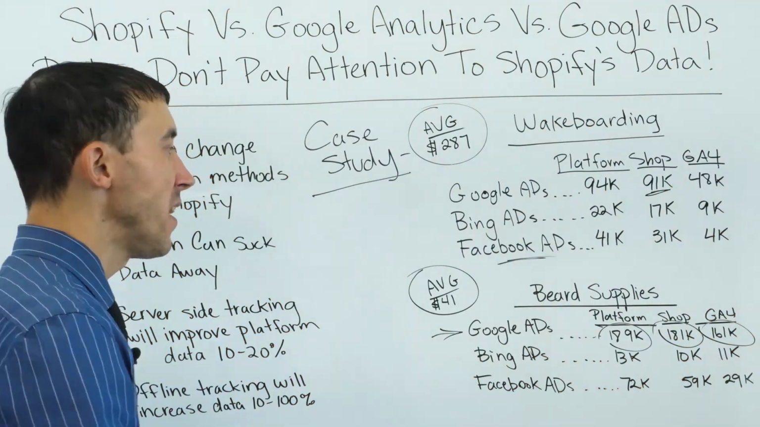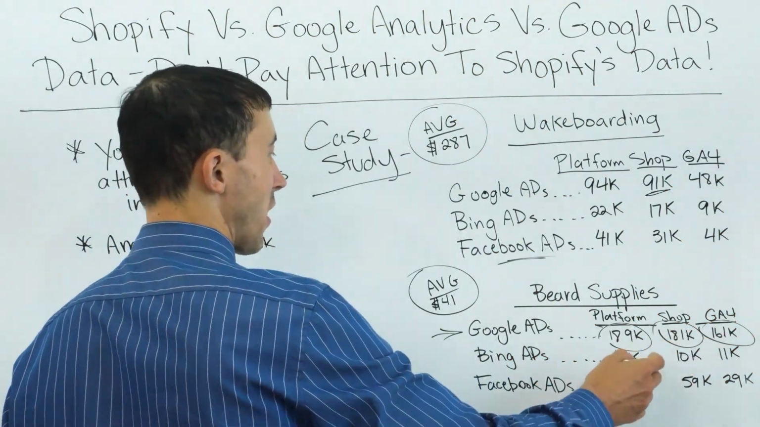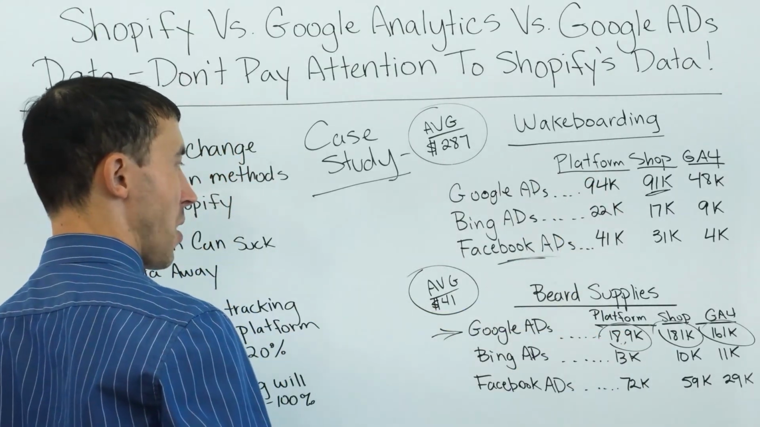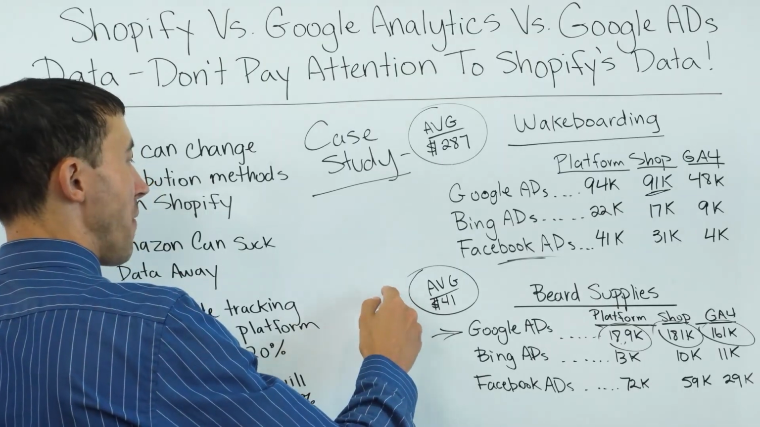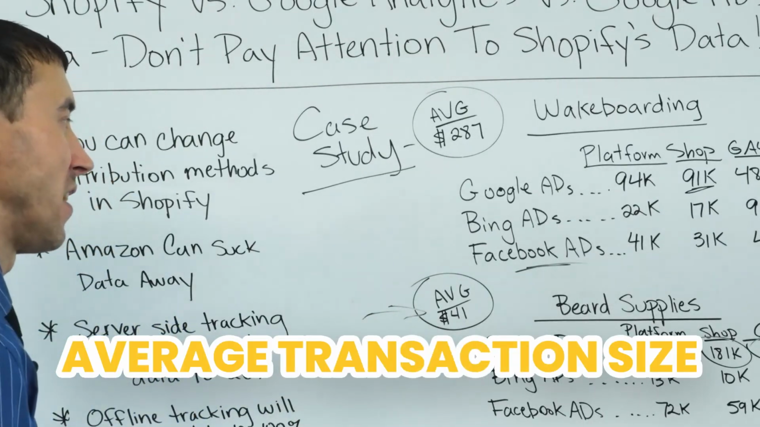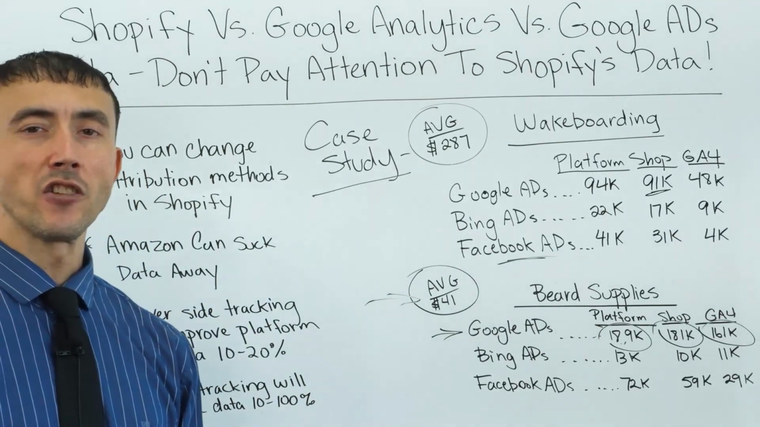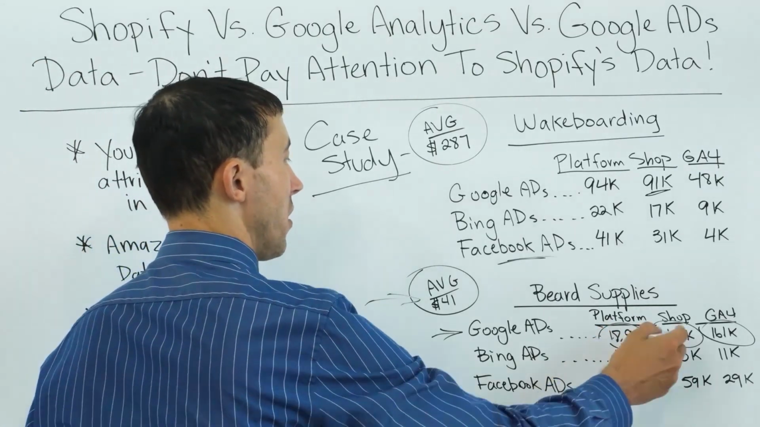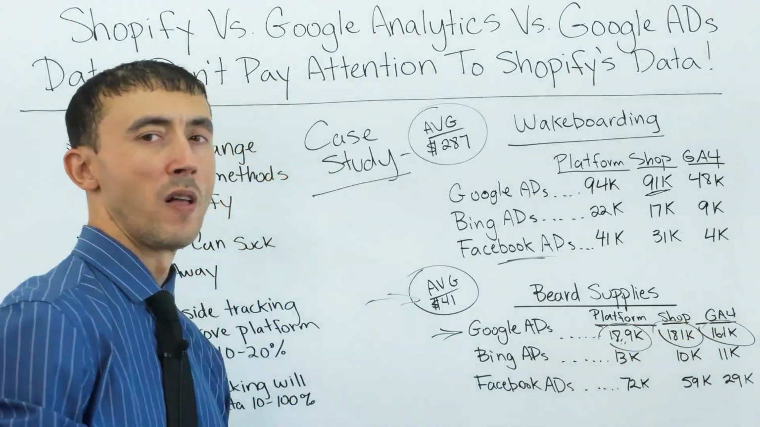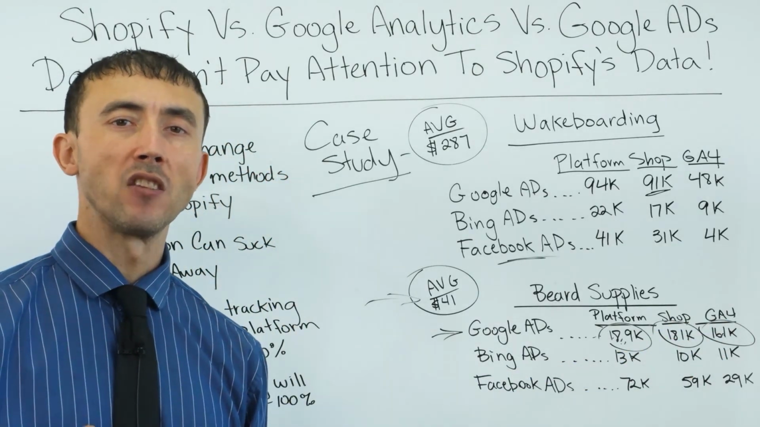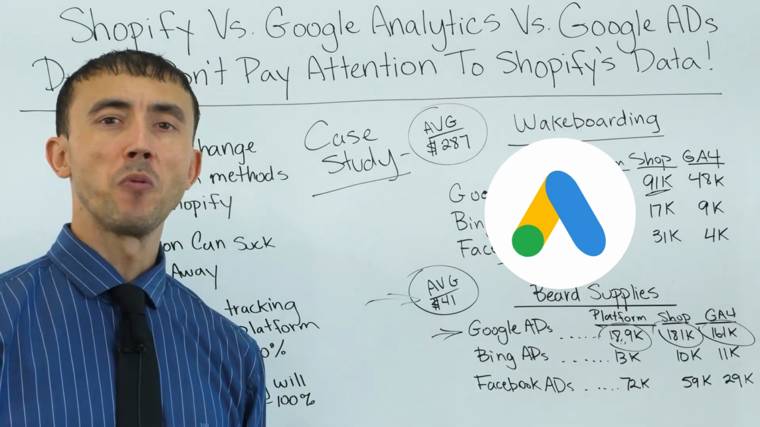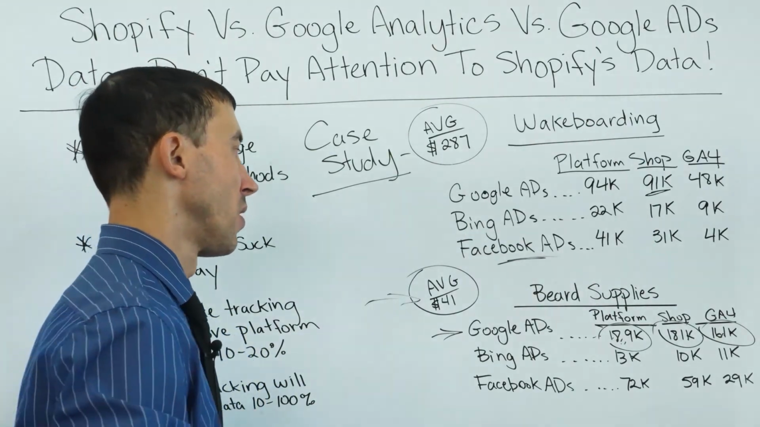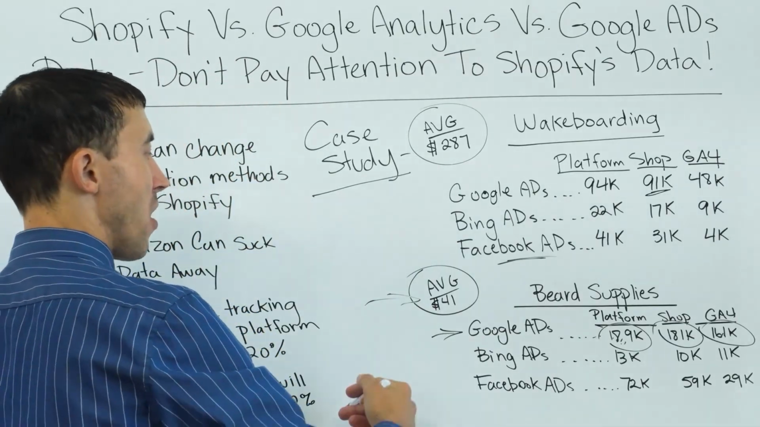Now, why did GA4 track so much closer to Google Ads than with the wakeboarding supplies company? Well, that has everything to do with the average transaction size. The lower the average transaction size, the closer the ratio of the ad platform on Google is going to show to Google Analytics data for that same traffic source, that is Google Ads. Because more people are going to be willing to buy right away. They don't need to think about it as long. The same thing is going to apply to other traffic sources.